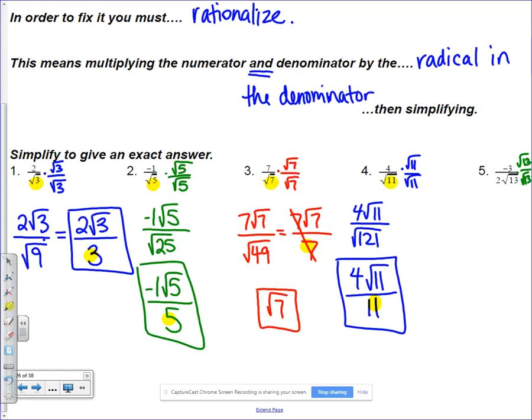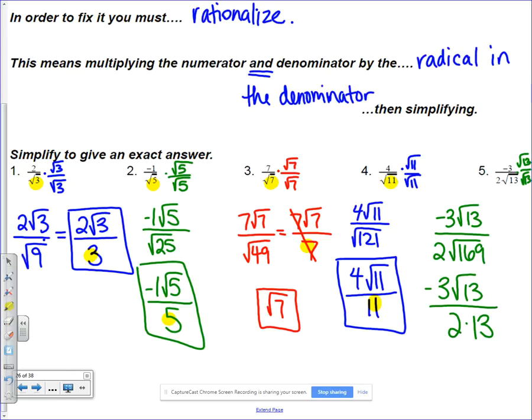Okay, multiply across the top. What do you get? Good. Now, over. Did that 2 go anywhere? No, it's still there, isn't it? Correct. And what is the square root of 169? So this is now negative 3 square root of 13, over 2 times that 13 that no longer has a radical over it because it was perfect. Everybody still doing okay? You following here? Okay, well, what is 2 times that 13?